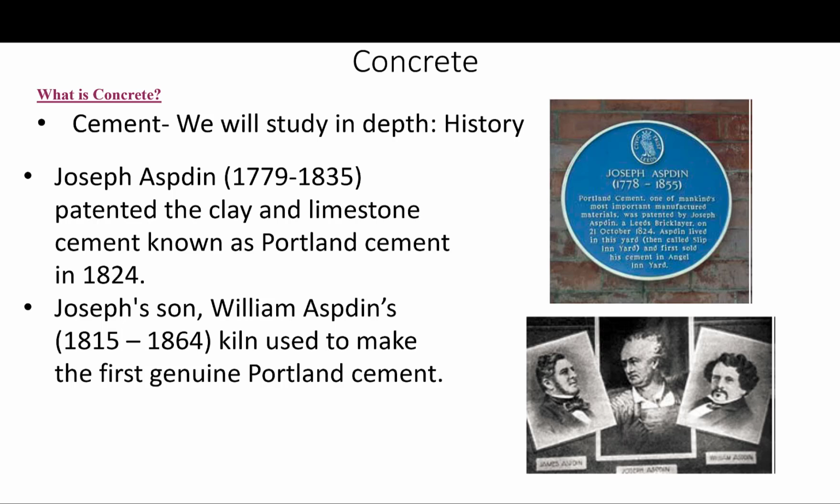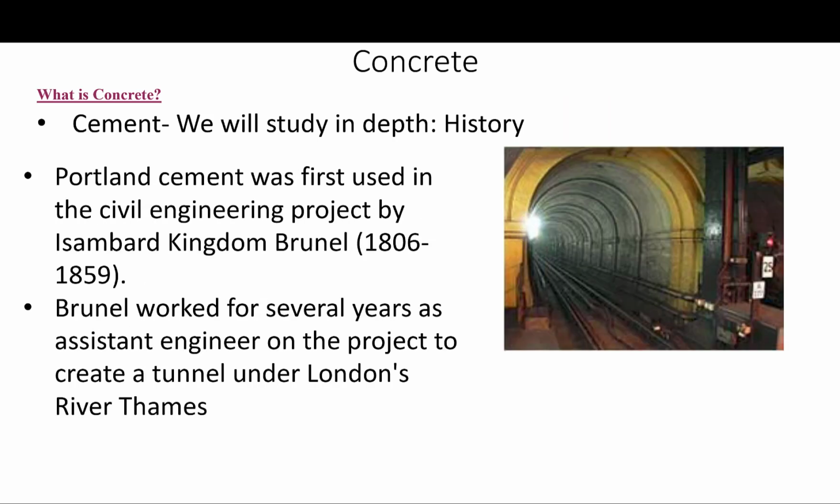A gentleman named Joseph Aspdin, who lived between 1779 and 1835, patented the clay and limestone cement known as Portland cement in 1824. His son, William, actually developed a kiln used to make the first genuine Portland cement. Portland cement was first used in a civil engineering project by Brunel, who lived between 1806 and 1859. This gentleman, Brunel, worked for several years as assistant engineer on the project to create a tunnel under London's River Thames.